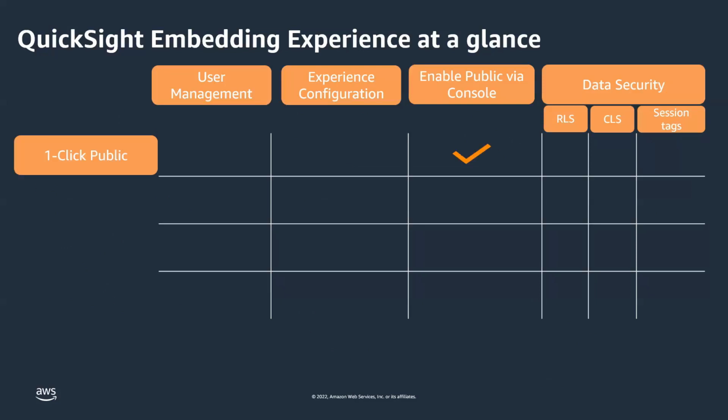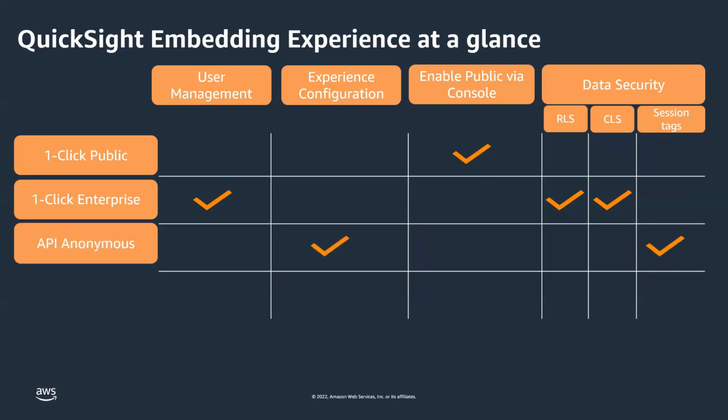So with one-click public, you need to enable public via admin settings in the console. With one-click enterprise, user management is required and data security is handled via RLS and CLS, row-level security and column-level security. With API anonymous, the experience configuration needs to be configured and data security is handled via session tags. And finally, for registered users using API, user management is required along with experience configuration, and data security is handled via row-level security or RLS and column-level security as CLS.